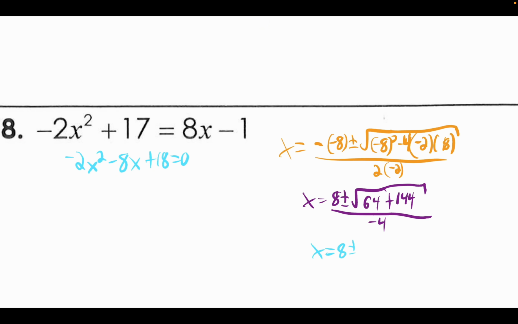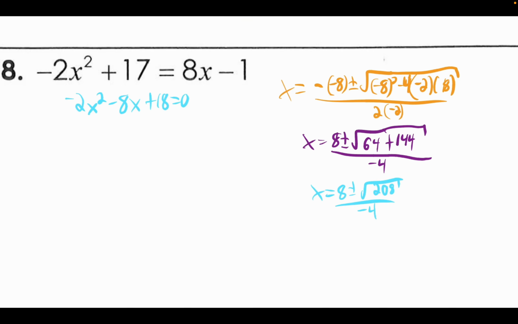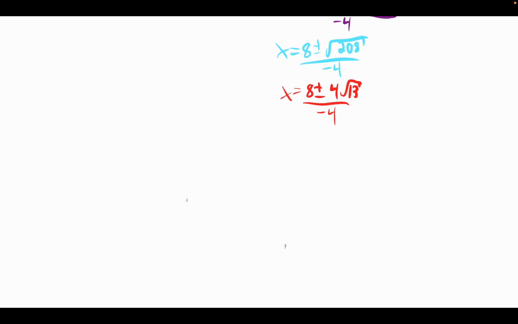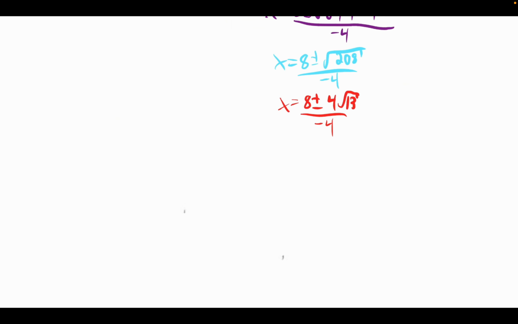And so it's 8 plus or minus the square root of 208 all over negative 4. The square root of 208 is the square root of 16 times the square root of 13, which I'm going to go ahead and call 4 times the square root of 13. The square root of 16 is 4. Since 8 and 4 can both divide by negative 4, we can go ahead and reduce these as well without having to split it up into 8 over negative 4 and plus or minus 4 square root of 13 over negative 4, but you're more than welcome to go ahead and split that up.